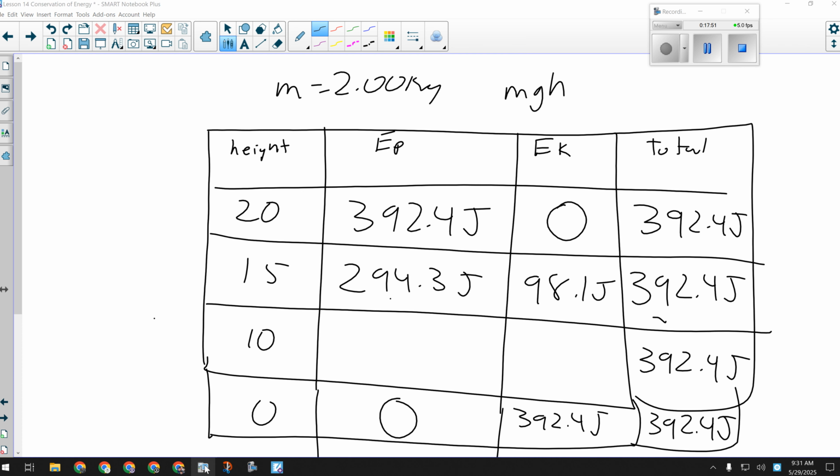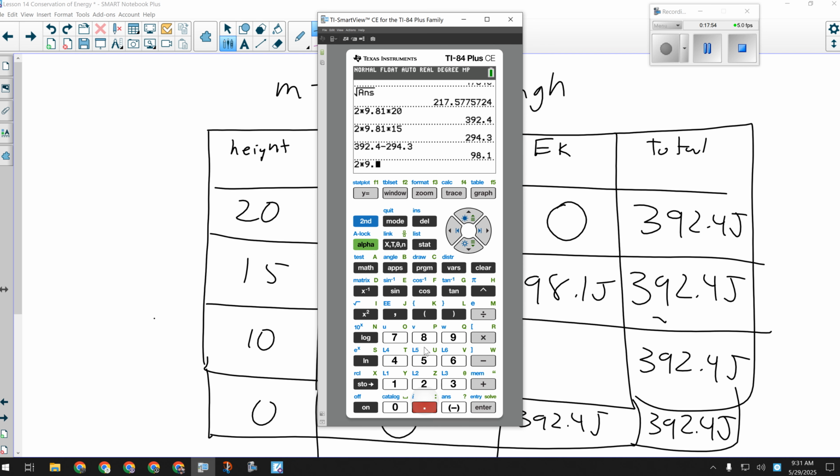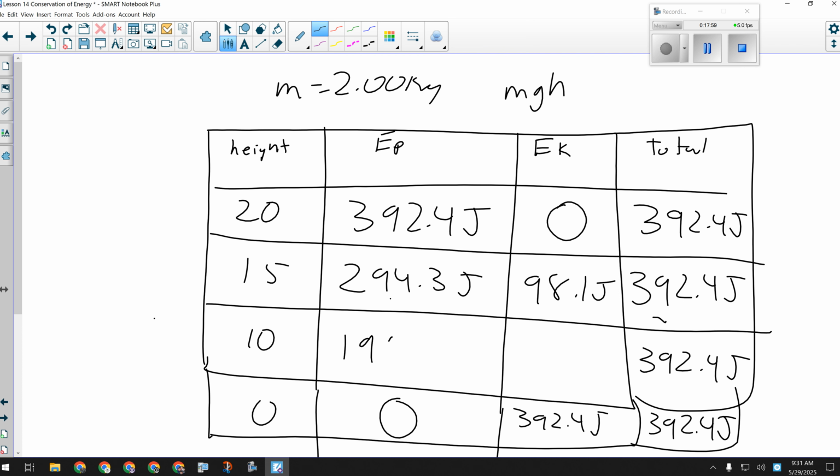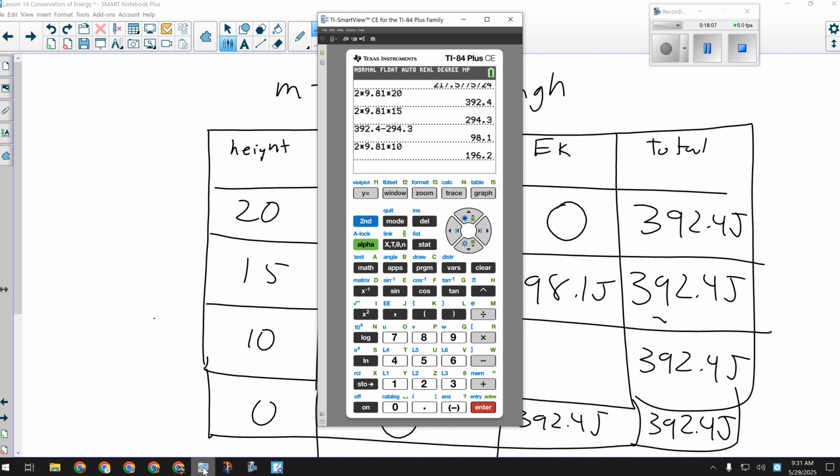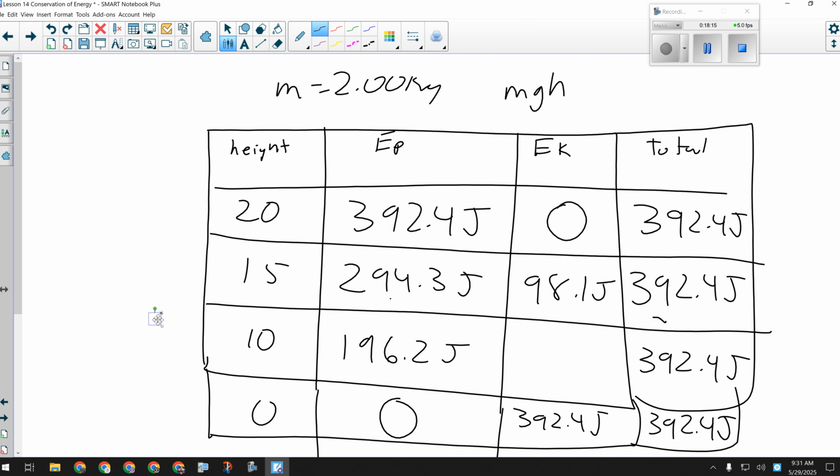Okay, and then for the 10 meter one, mass times gravity times height. Okay, 196.2 joules. I'm pretty sure this comes out to 196.2 joules as well, but we'll do the math anyway. So 392.4 minus 196.2 is 196.2 joules. Okay, there we have it. All that question was asking was a conservation of energy question, but also, do you remember that E_P plus E_K equals mechanical?